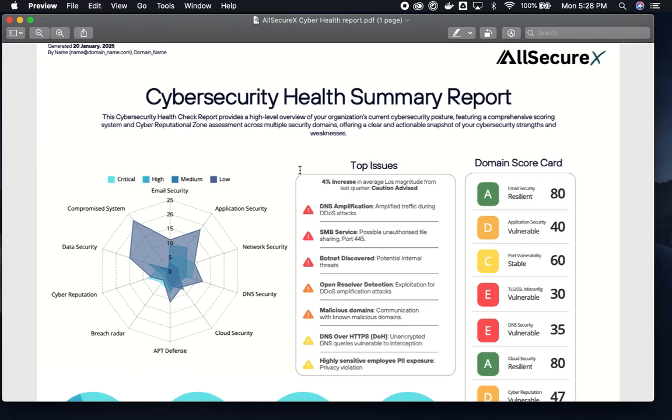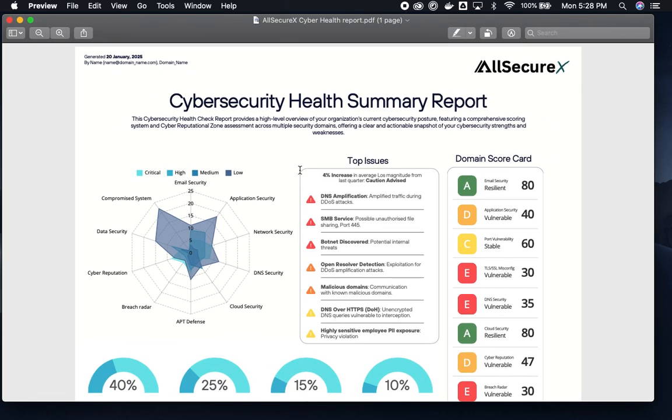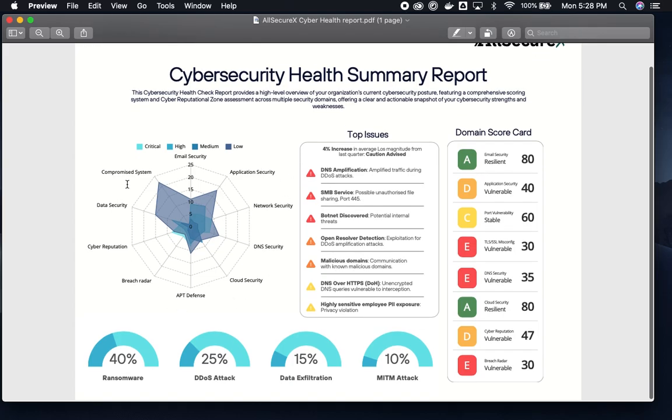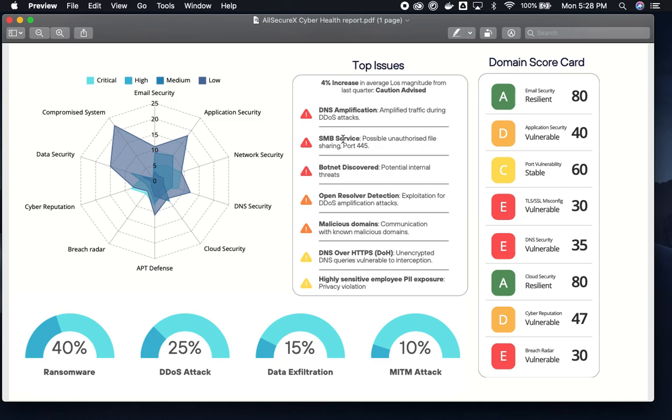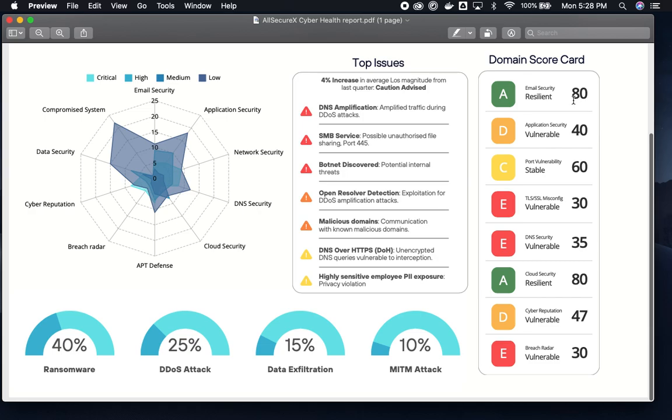A single page report which gives you a better understanding regarding the cybersecurity posture of your organization, which talks about the different security domains. The top issues which have been found, like DNS amplification attack, SMB service discovered, botnet discovered, and all this kind of thing, with the domain scorecard. Now this one comes out of 100. For example, email security has been resilient with an 80 score, the 40, 60 stable, and all this kind of thing would be there. And this talks about the probability of ransomware to occur, DDoS, data exfiltration, MITM attacks, etc.